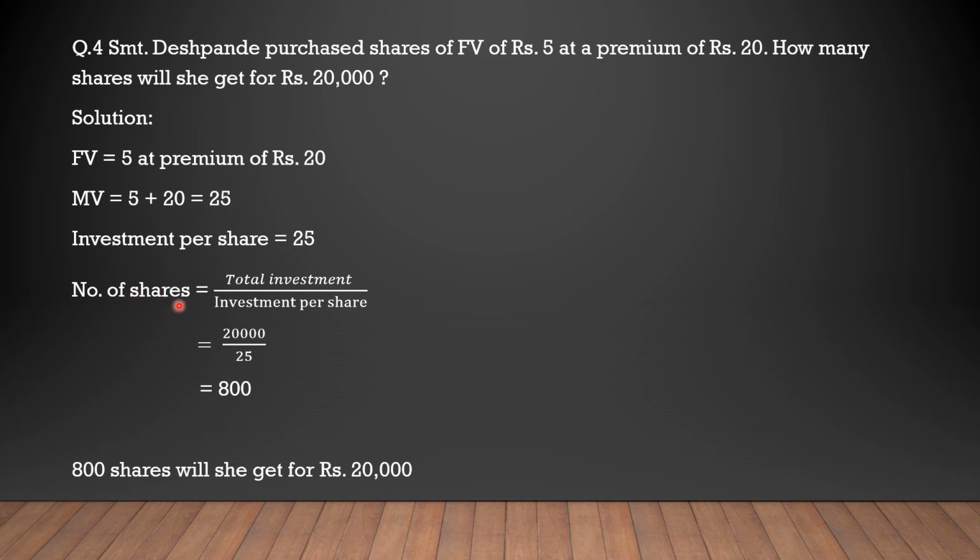So number of shares is equal to total investment by investment per share. So total investment is rupees 20,000 and investment per share is 25. So 20,000 by 25 is equal to 800. So the number of shares is equal to 800. She will get 800 shares for rupees 20,000.